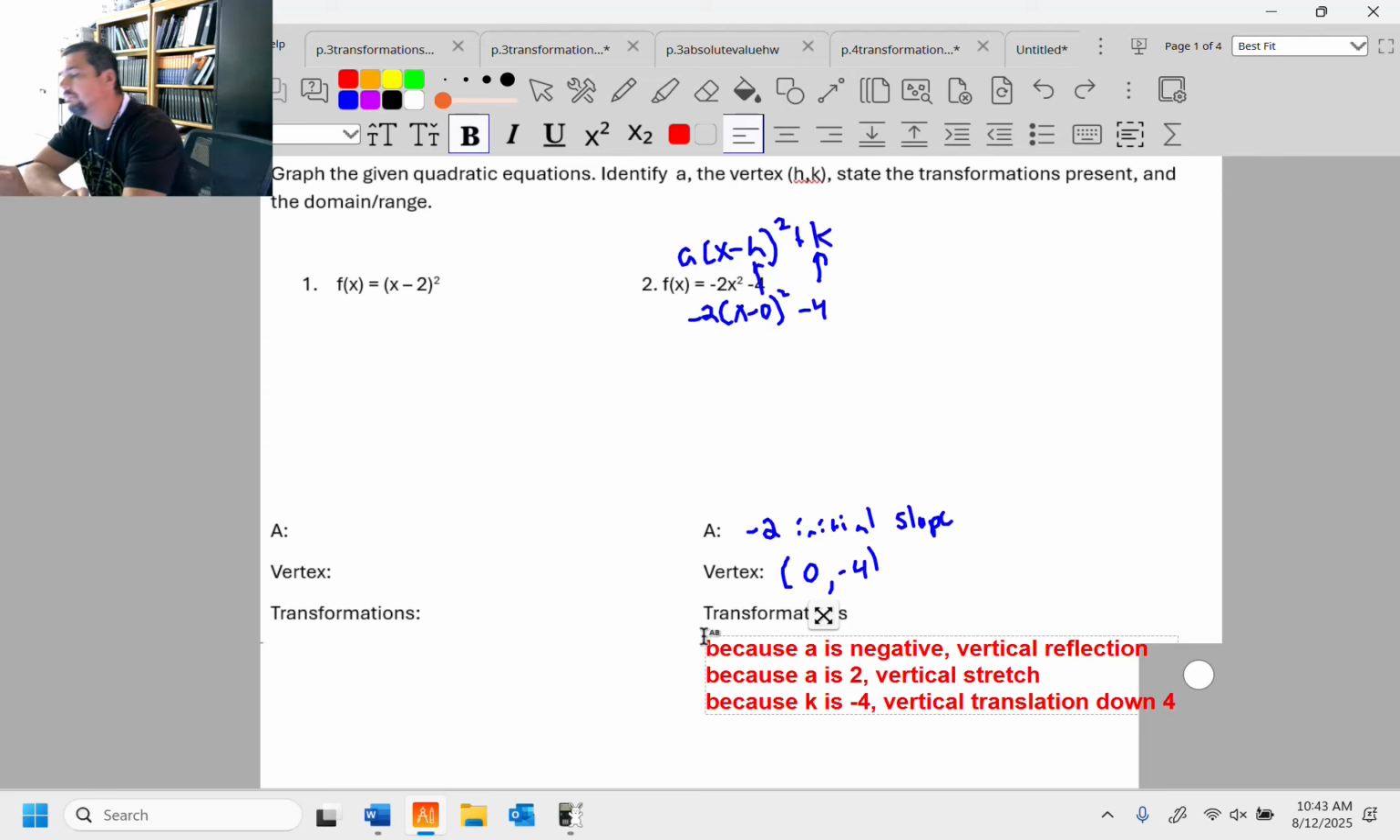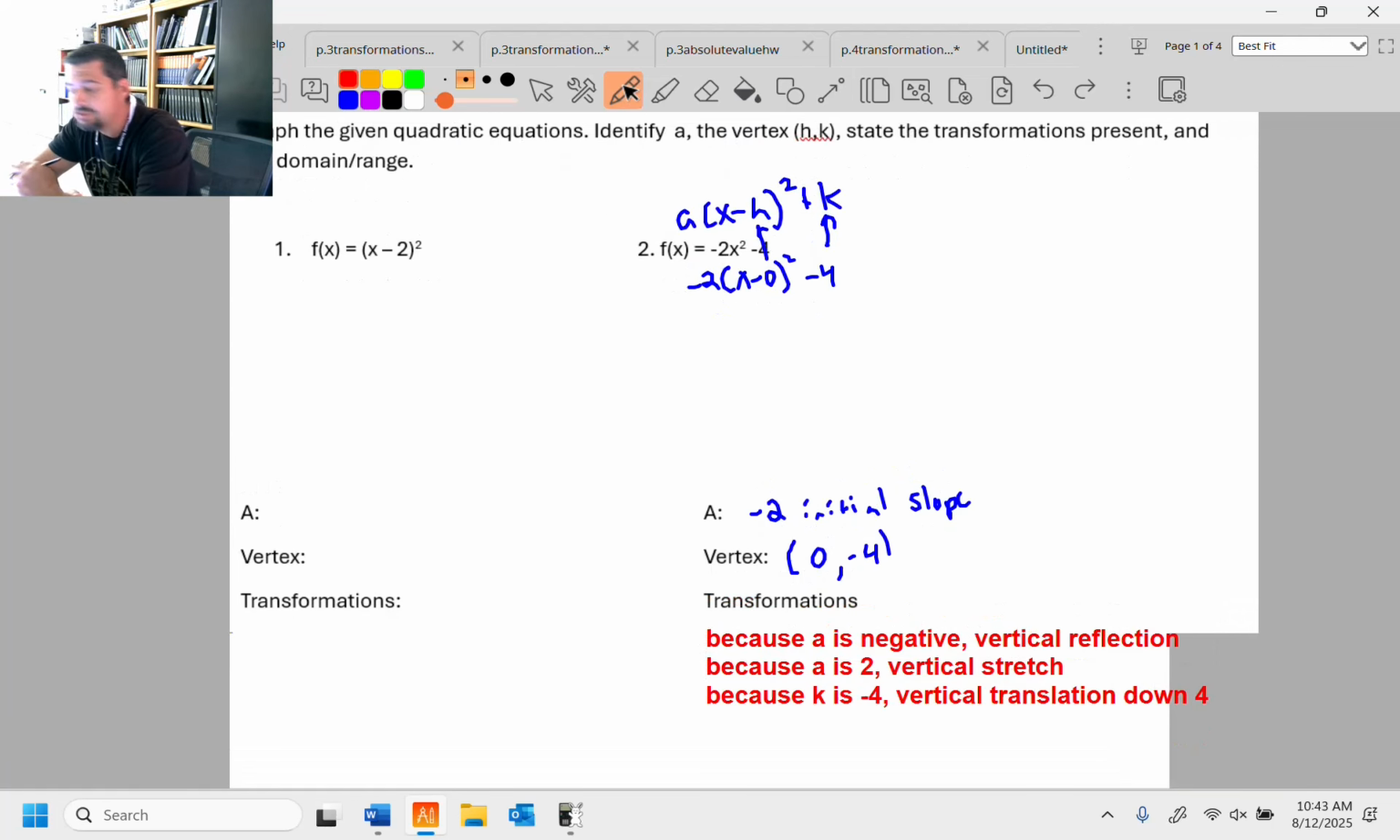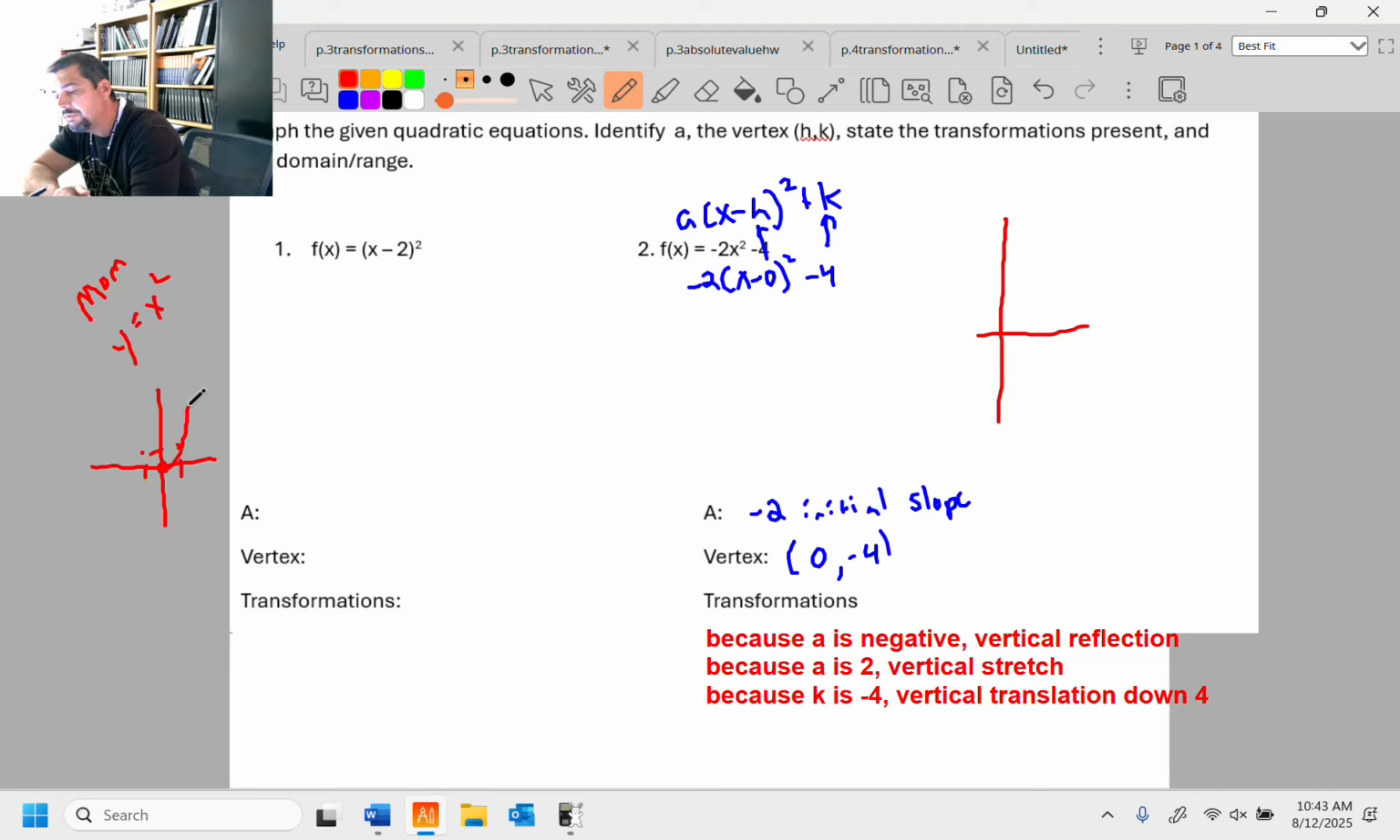Anywho, I have enough information to graph it. It does not ask for you to graph the mother function. By the way, as we do this video, remember that mom is y equals x squared. That's what mom is. And mom has the 3 key points, 0, 0, 1, 1, and negative 1, positive 1, and she is what we call a parabola. The kids happen to be parabolas.